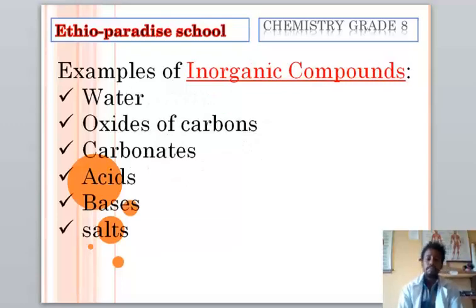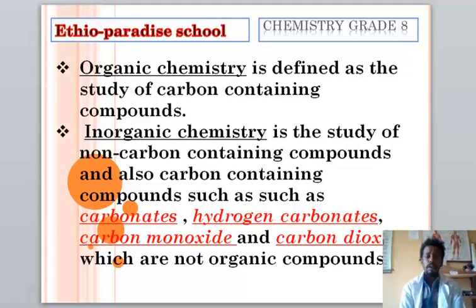Now let's see some examples of inorganic compounds. Water, oxides of carbon, for example carbon monoxide and carbon dioxide, and also carbonates, acids, bases and salts, and many more. These are all inorganic compounds. Organic chemistry is defined as the study of carbon-containing compounds. So a compound which contains carbon can be studied by this field of study, organic chemistry.